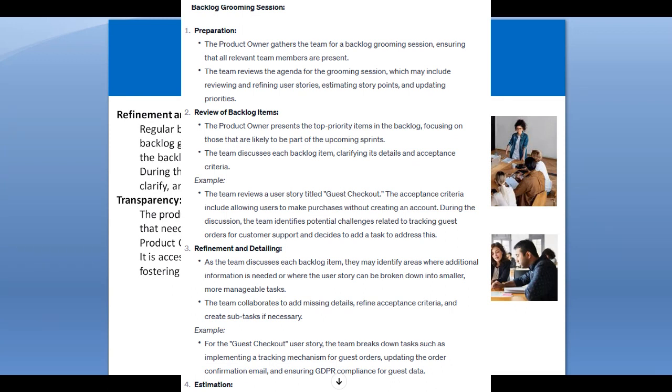So this session is very important, to refine and groom the product backlog through discussion with the stakeholders, the product owner, and the development team.